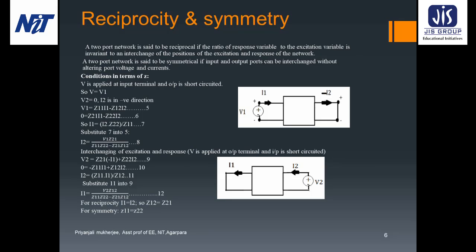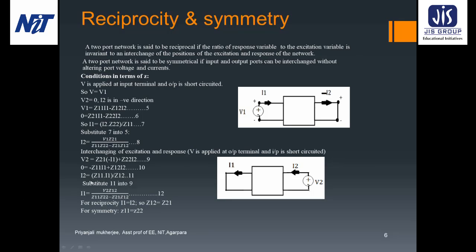Now, we are interchanging the excitation and response. That means the voltage is applied now at the output terminal, and the input is short circuited. At that condition, V1 becomes 0, and V2 equal to minus I1 into Z21 plus I2 into Z22, and 0 equal to Z11 into minus of I1 plus I2 into Z12. So from this equation we can find out that I2 equal to Z11 into I1 by Z12.